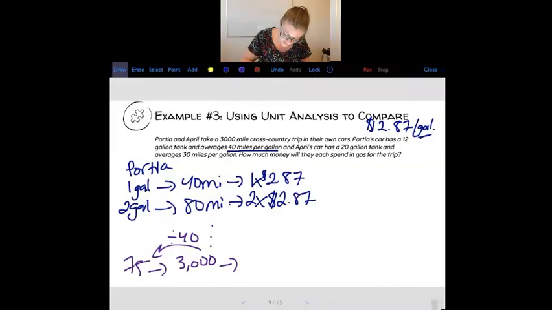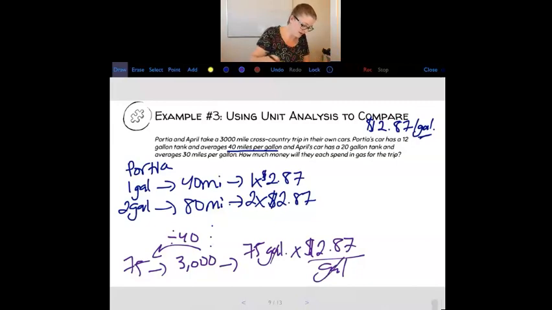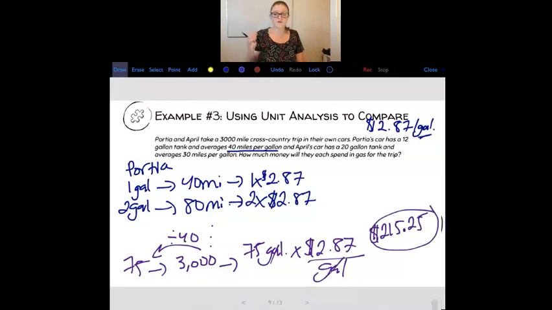And then to determine cost, we take 75 gallons times the cost per gallon. Notice gallons would cancel out, and that would give us the final amount. So if you plug this into your calculator, we would get $215.25. So setting up the table or reasoning through it at smaller amounts rather than jumping to 40 miles per gallon, start at what can happen at 1 gallon, 2 gallons, 3 gallons, etc. to help make some sense of the problem before jumping into the math.